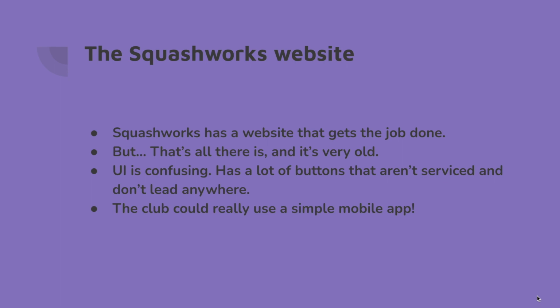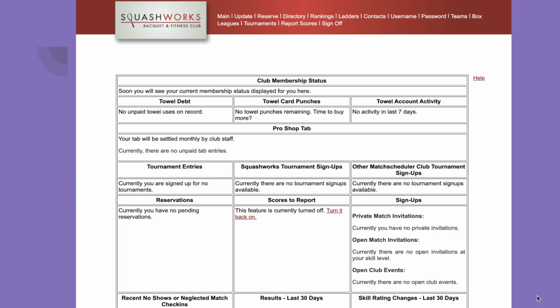The club could really use a simple mobile app, and my main goal was to develop that app, but also make it user friendly if you're above the age of 50. Now, here is what the Squashworks website looks like. For example, there are tons of text, a lot of buttons. Most of them don't lead anywhere. For example, no activity, currently no tournaments you're signed up for. It's a little confusing.